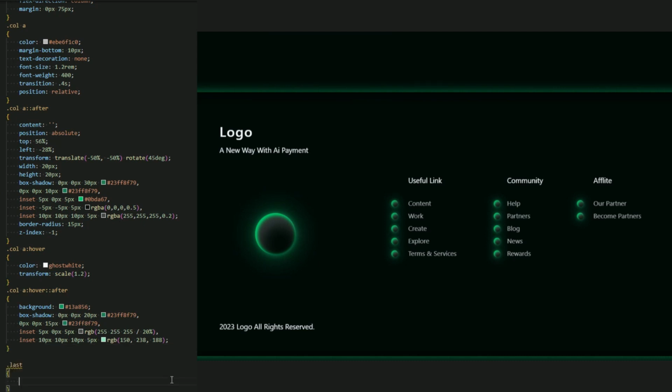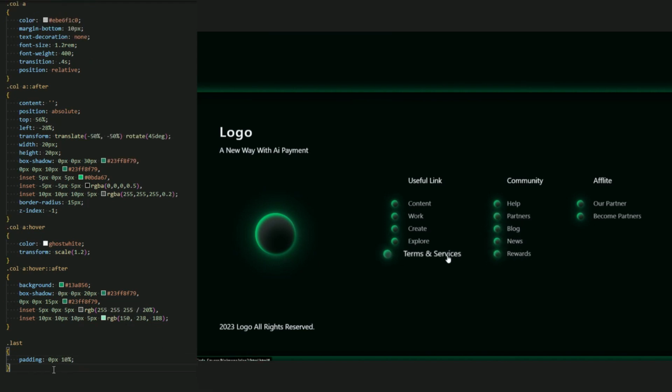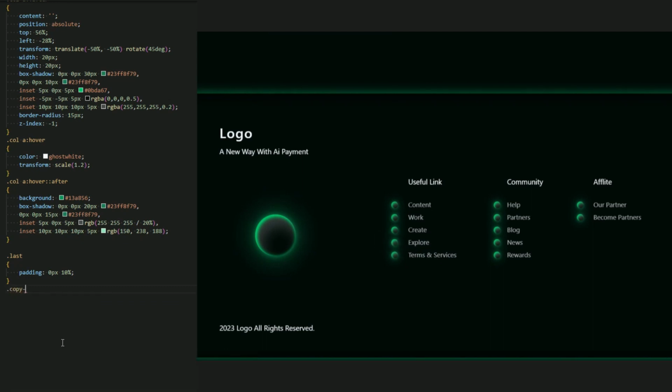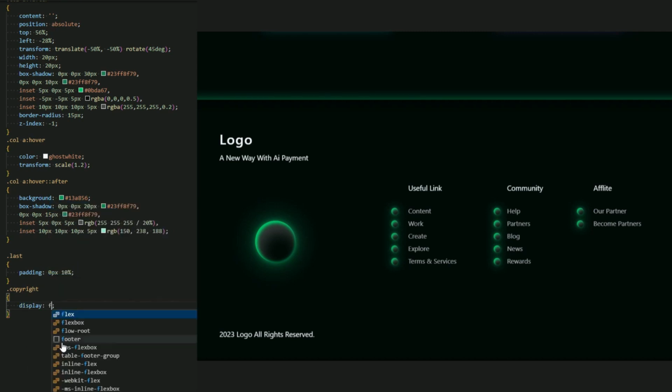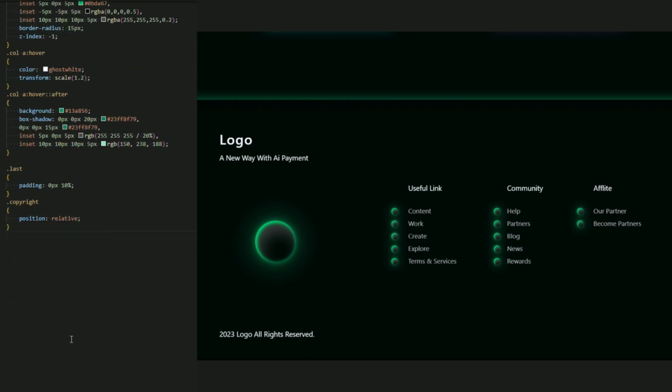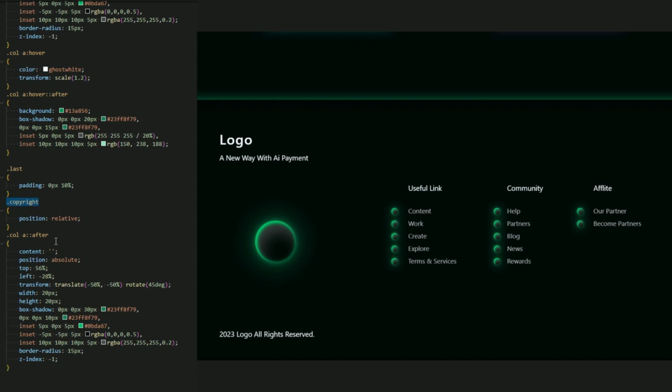Okay, now the last, let me add a padding 0 pixel 10%, just to remove this top and bottom padding. Okay, now for the copyright, display flex, and we don't have, I'm sorry, position relative to create before. So the copyright before, let me just copy this fast and paste it here. Copyright before or after, doesn't matter. Yes, copyright before.